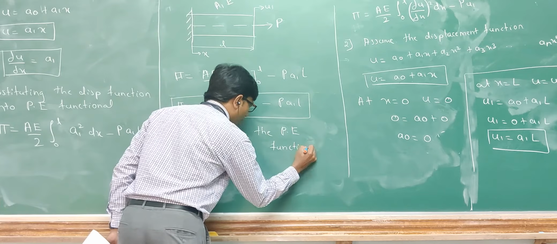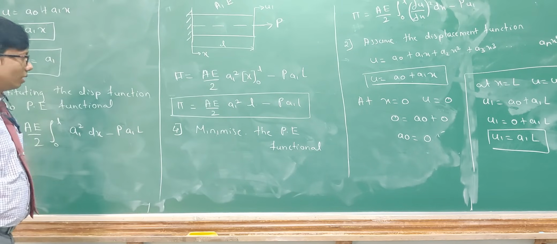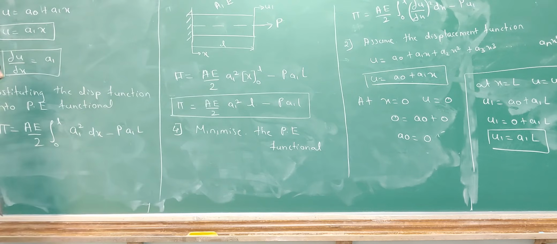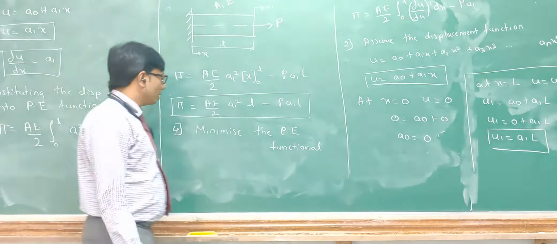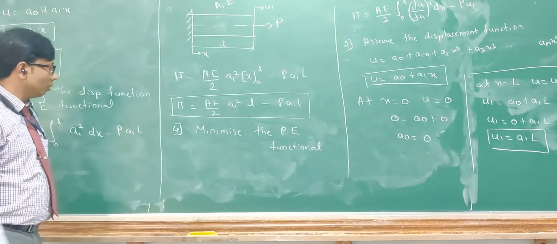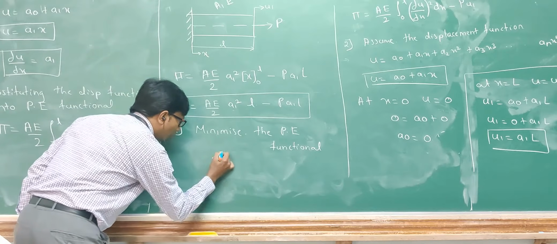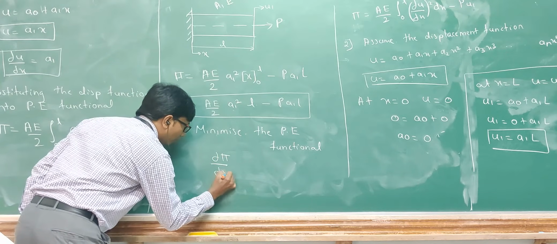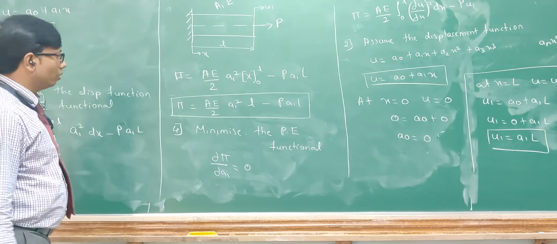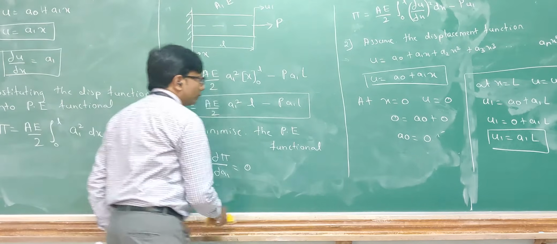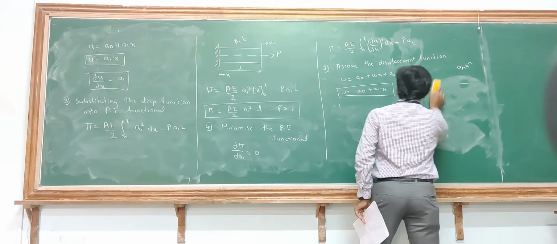Okay, so I will minimize the potential energy function. How to minimize this? We have already seen from the springs problem that whatever the unknown parameter is, I will be differentiating with respect to that partially and equating it to 0. The unknown term here is A1. So dou pi by dou A1 should be equal to 0. Dou pi by dou A1 is equal to 0. If I do that, just check what I'll get.